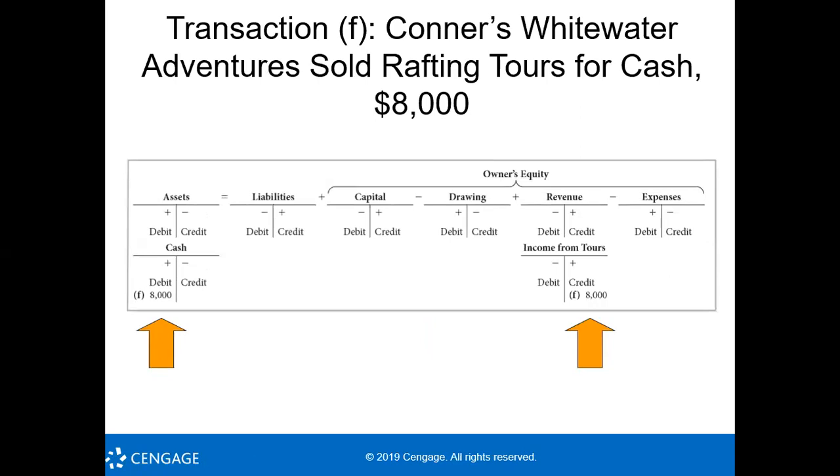Excuse me. Connor's Whitewater Adventure sold rafting tours for cash, $8,000. So again, we're bringing in cash for earning revenue, right? We're earning revenue, the customer's paying cash. So we've got cash going up, cash increases with a debit. And then we've also got revenue going up. Revenue increases with a credit.